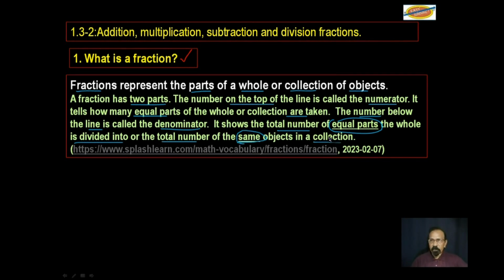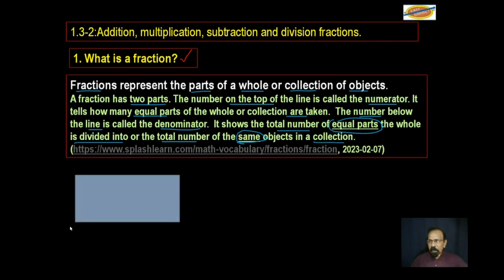objects in a collection. If I have a plyboard like that, and I divide it in 2 like this, then I now have 2 equal parts. So I can write the denominator as 2. And if I consider one of those parts, let's say I painted this top part blue, then I have painted 1 out of 2 parts blue. So what I have painted is 1/2, or we sometimes just call that a half of the plyboard.